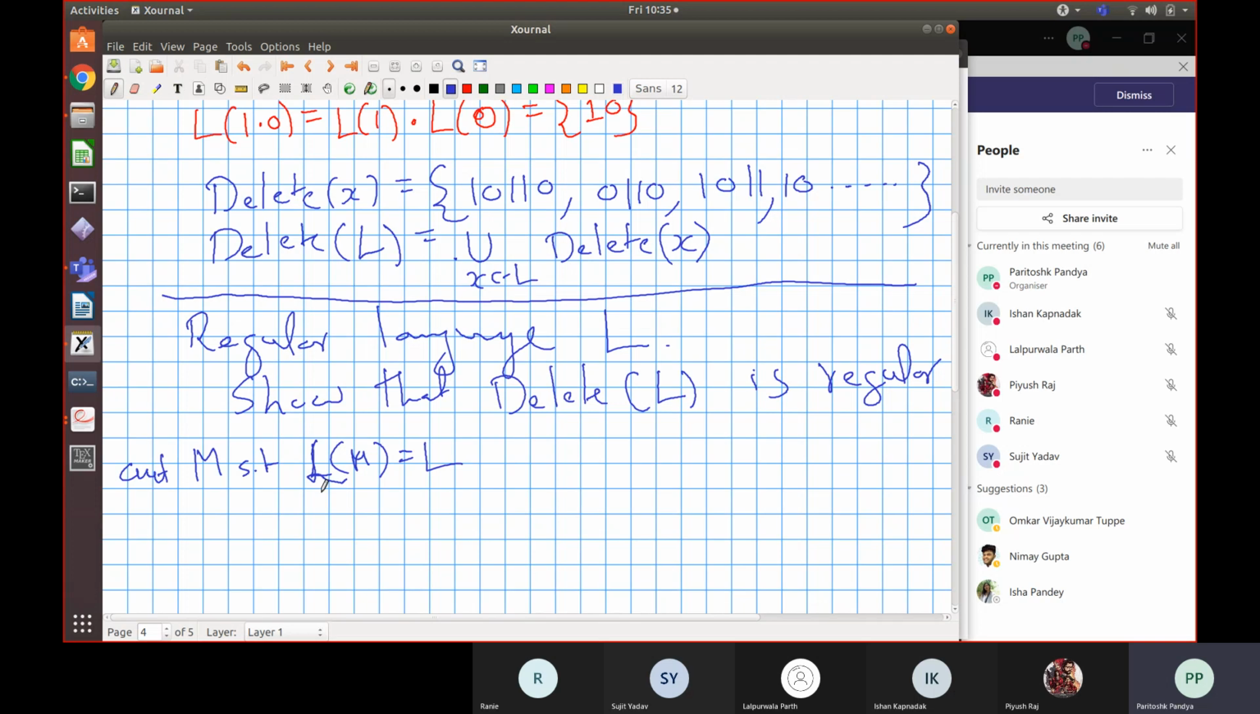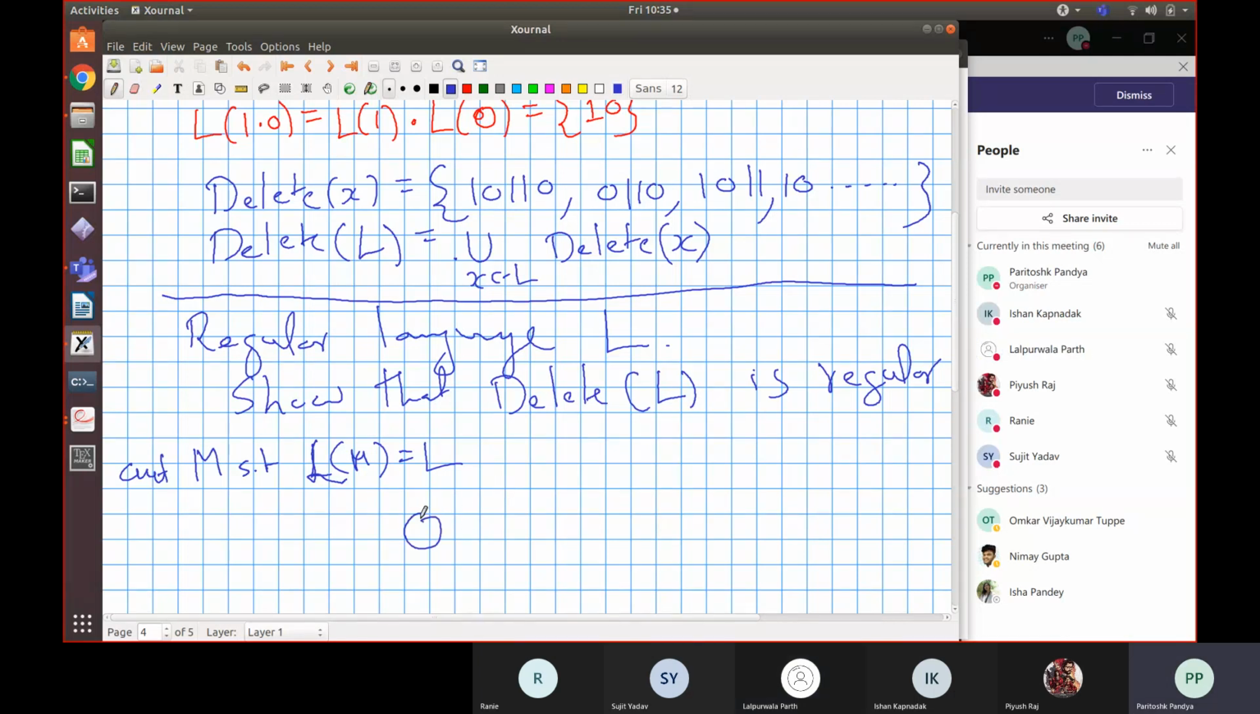Now, given this automaton, I want to show that delete of L is regular. So I must construct an automaton which will recognize delete of L. Any idea how this can be constructed? Parth, you want to have a go? No. Let's give it a try.